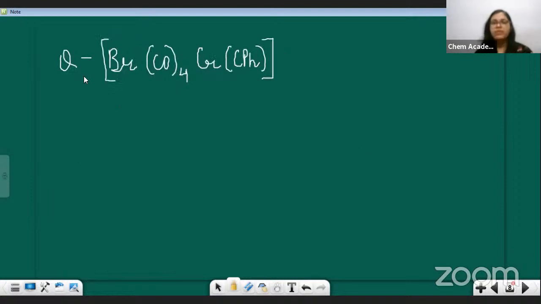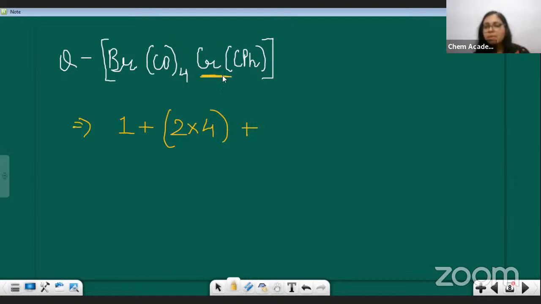Look at this question. Now, again, we will calculate the valence electron count here. So, calculating the valence electron count for Br. For Br, we know that its contribution is 1, plus for CO, it is 2, and since there are 4 of these, it will be 2 into 4, plus the group number of chromium is 6, plus for CpH. Can someone tell me what is going to be the electron count of CpH here? Please let me know in the chat what is going to be the contribution of CpH.